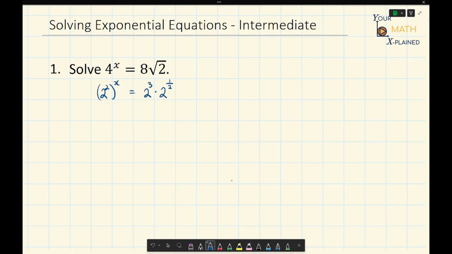Now we're going to apply our exponent laws and combine our exponents. So on the left-hand side, this is going to be 2 to the power of 2x. And then the right-hand side, that's going to be 2 to the power of 7 over 2. And now we have the same base again, which means we can just go ahead and compare the exponents. So we end up with 2x is equal to 7 over 2. And then solving for x will give us x is equal to 7 over 4.